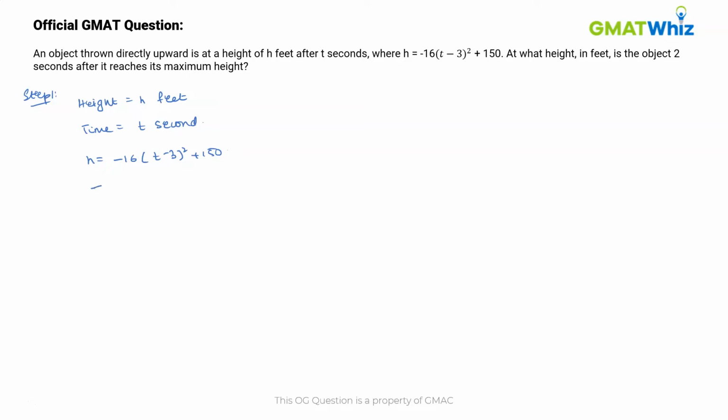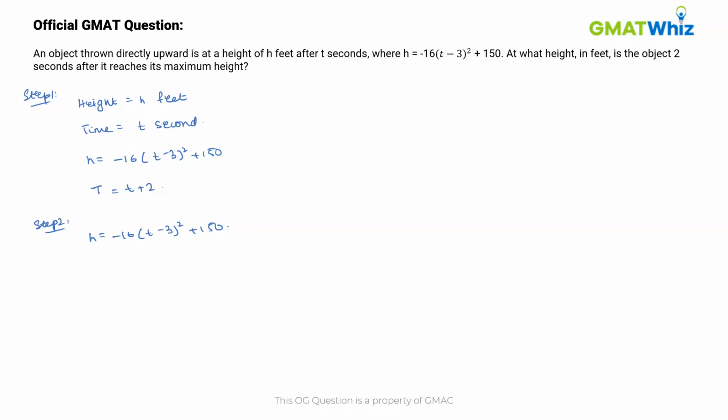So if t is the required time when the object reaches its maximum height, then 2 seconds after it will be equal to t + 2. Now let's move on to step 2 and understand the methodology. Here the value of h is equal to -16(t - 3)² + 150.